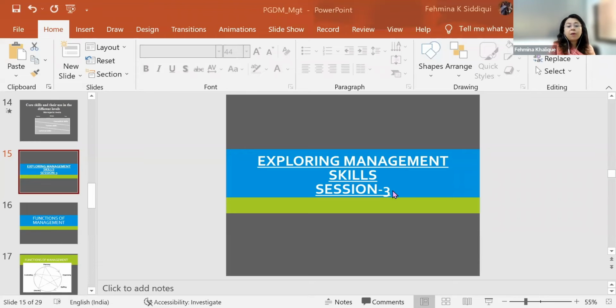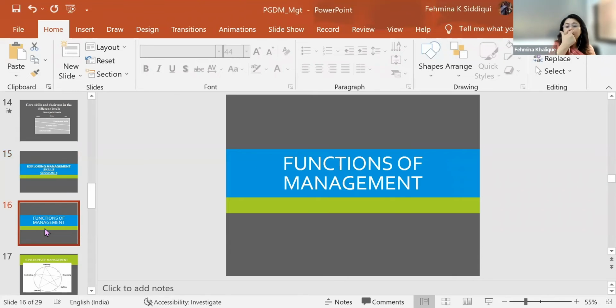We are going to talk about the functions of management. What are the functions of management? What does management basically do? If you are managing an event, managing work, managing a project, or maybe managing a task given by your parents, that is also management. So how you are going to do it, and what are the key functions of management that we are going to discuss today.